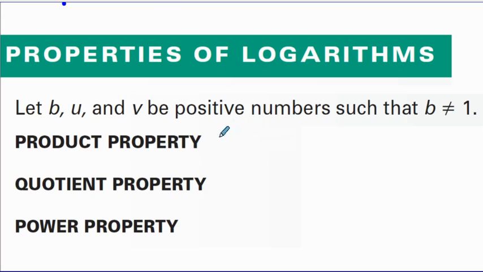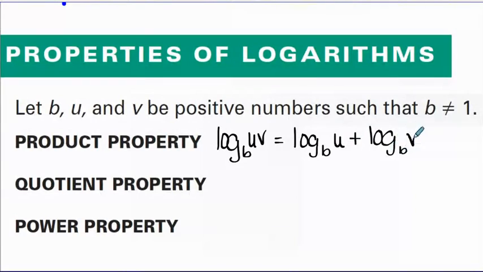Okay, so product property of logarithms. If we have log base b, where b, u, and v are positive numbers, of u times v, what we'll do is we'll expand it out. And when we expand it out, we will expand as addition, okay? So log base b of u plus log base b of v. So even though multiplication is going on between u and v, when you expand it out, you'll see addition. Think back to properties of exponents. If you had multiplication of x squared times x to the third, we know to add those exponents even though we're multiplying the bases, right?